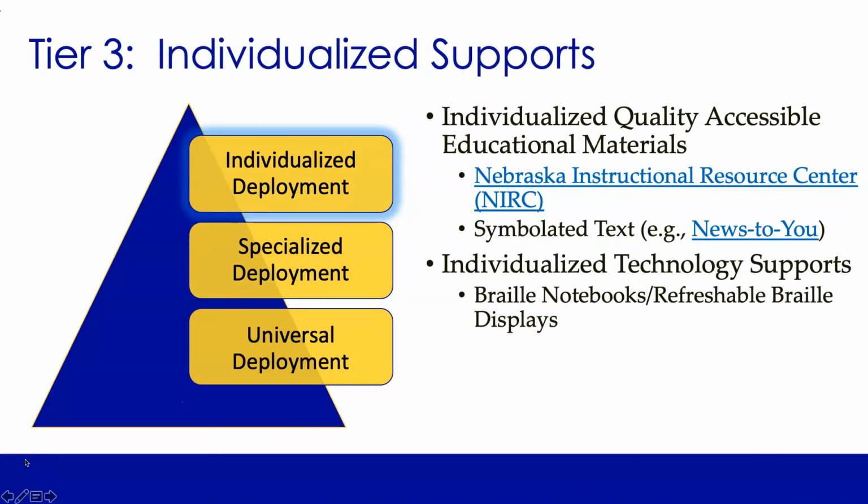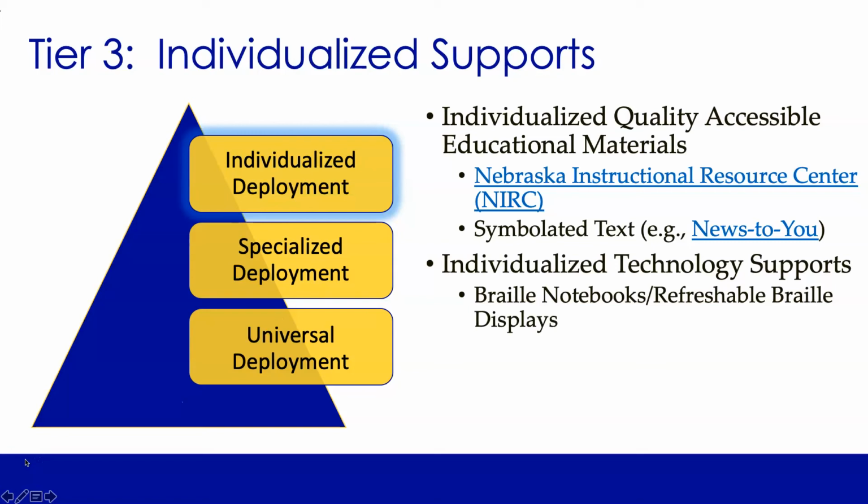Finally, when we're talking about that tier 3 of those individualized supports, these are highly targeted, highly specific, highly intensive types of supports that are provided to a few individuals that focus on meeting very individualized needs. And I've gone ahead and provided a couple different pieces of examples related to quality educational accessible materials and individualized technology supports. With regard to quality accessible education materials, we can look at resources like the Nebraska Instructional Resource Center.